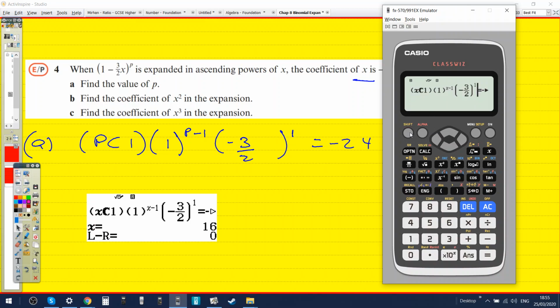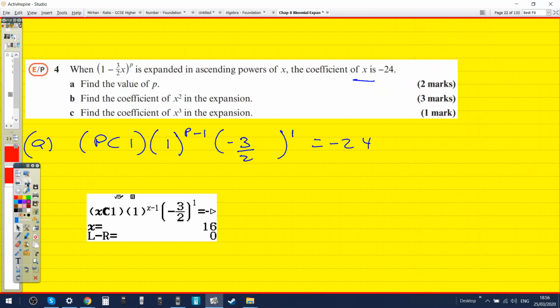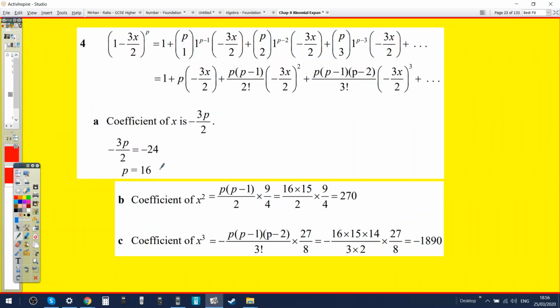You press shift calc for solve. Yeah. And then you pick some initial value. I'll pick 799 and then you press equals twice. I got 16. Yeah. And the 0 underneath it just means it's exactly 16. Okay. Answer is 16.